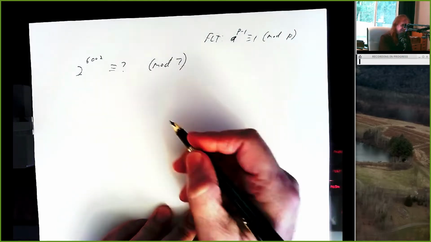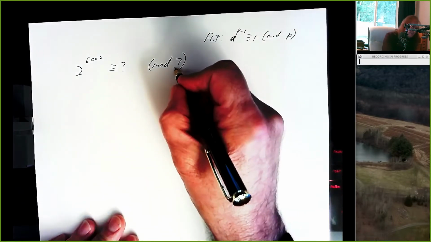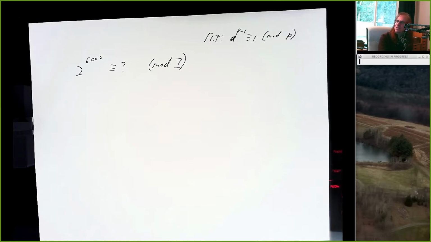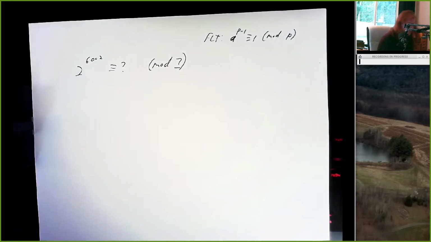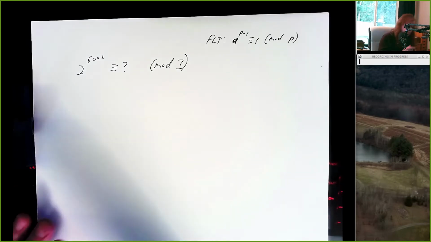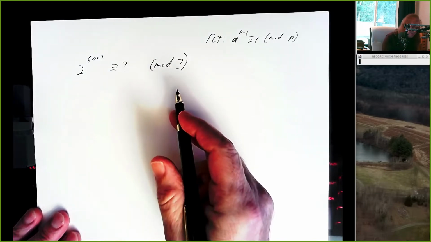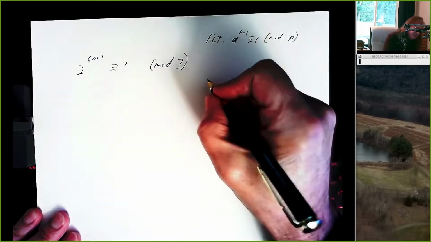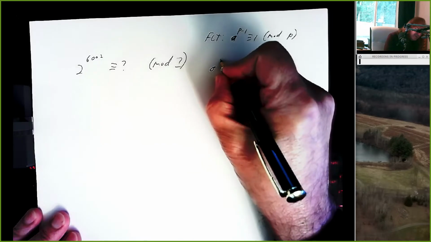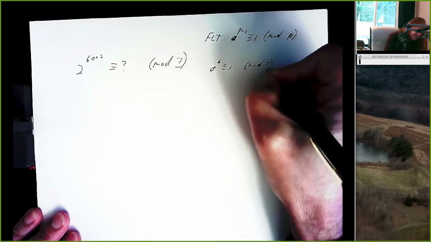And we have a question that's asking about something modulo 7, and 7 is prime, so that's a good reason to think Fermat's little theorem. And you know, bonus, we were told to use FLT. So what does Fermat's little theorem say about the prime 7? It says anything raised to the 6th will be congruent to 1 modulo 7.